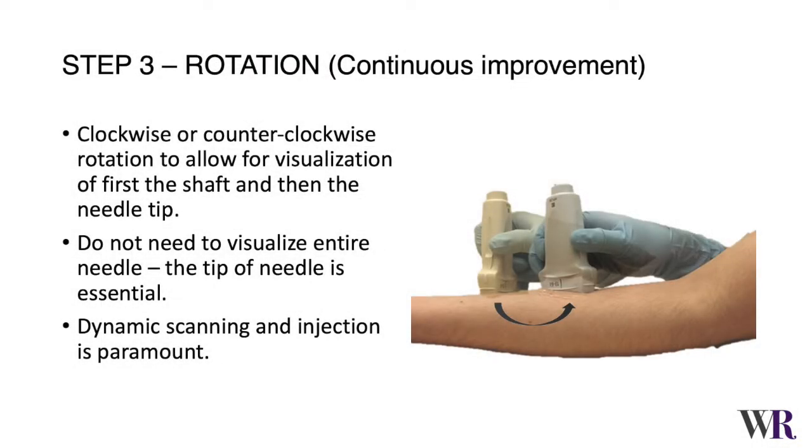The third step is that of rotation, and this can be applied continuously to make improvements. Small clockwise or counterclockwise rotations can allow for better visualization of first the shaft and then the needle tip. While we don't need to see the entire needle, the tip of the needle is quite important. Therefore, dynamic scanning and injection is paramount.